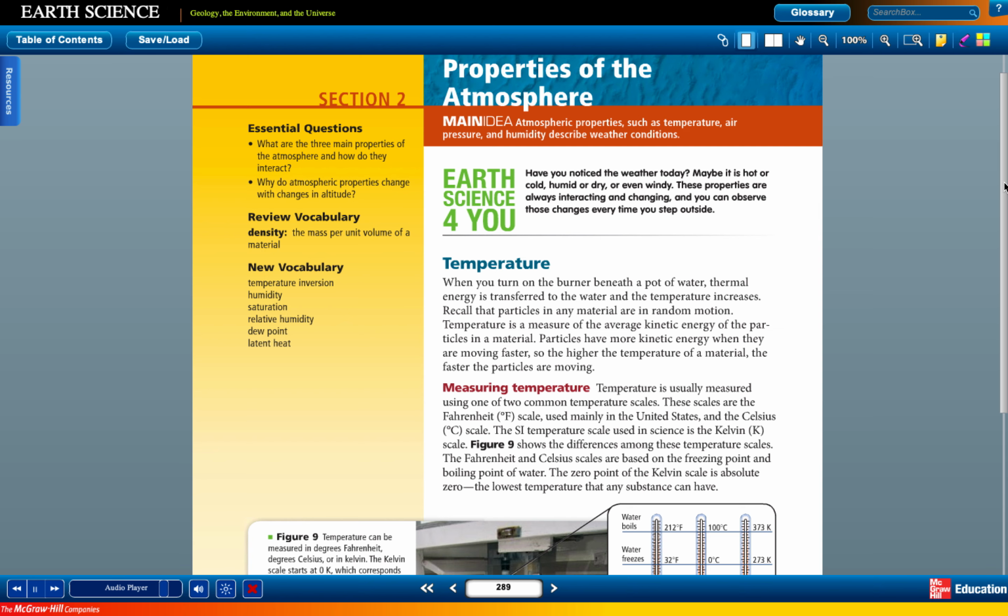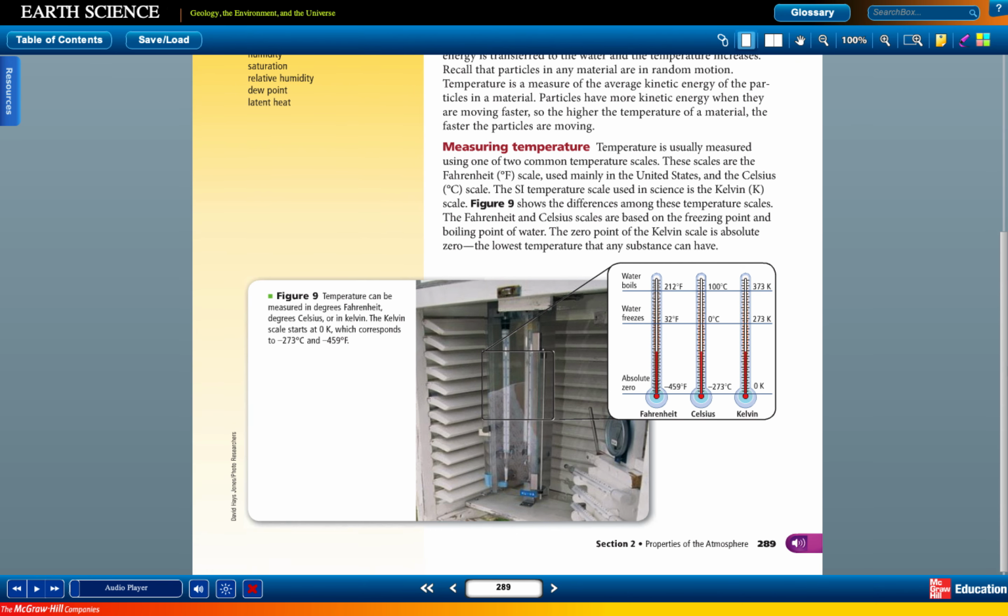The Fahrenheit and Celsius scales are based on the freezing point and boiling point of water. The 0 point of the Kelvin scale is absolute zero, the lowest temperature that any substance can have. Figure 9. Temperature can be measured in degrees Fahrenheit, degrees Celsius, or in Kelvin. The Kelvin scale starts at 0 K, which corresponds to negative 273 degrees Celsius and negative 459 degrees Fahrenheit.